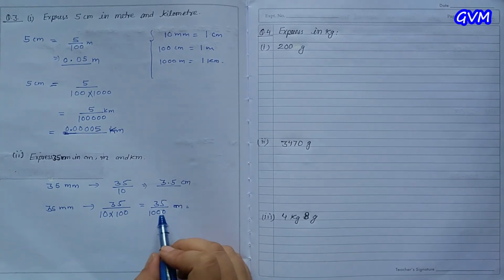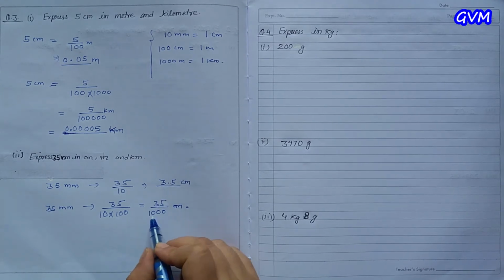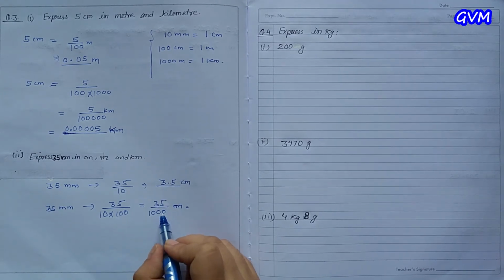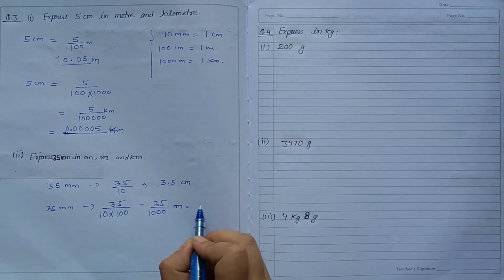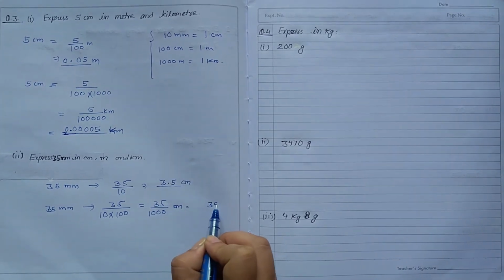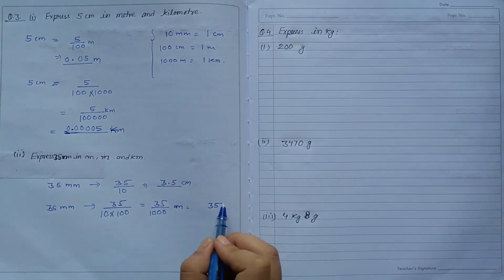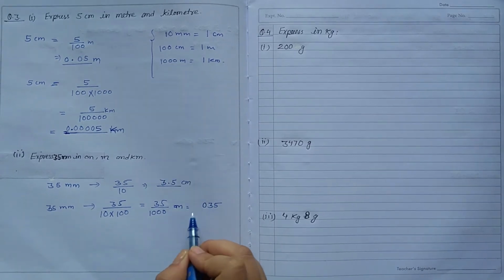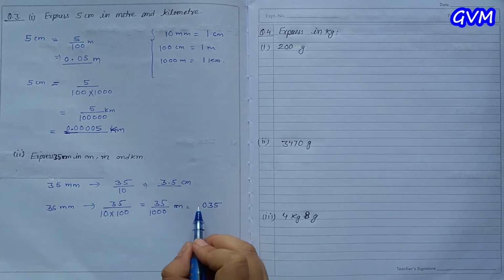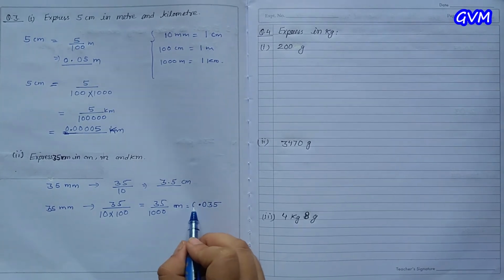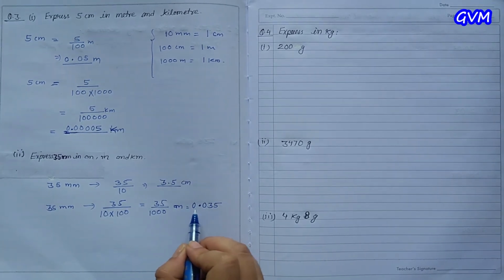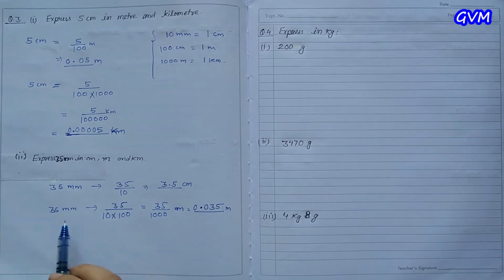And by converting it into decimal, we have 3 zeros in denominator. So point will be before 3 digits in numerator. So 2 digits we have already, 3, 5, and we need to make them 3 digits. So put 0 before 3, 5 and then point. So 0.035 meter which is equals to 35 millimeter.